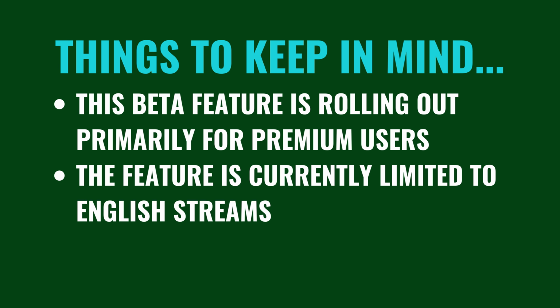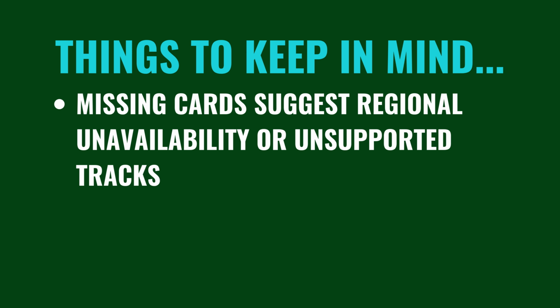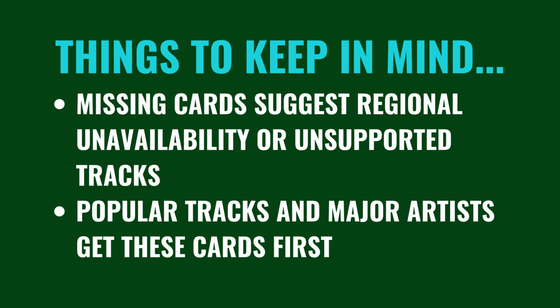If you do not see the About the Song card when you scroll down, the feature might not be available in your region yet, or that specific track may not have story cards attached to it. Major artists and popular tracks are the most likely to have these cards available during the initial rollout phase.